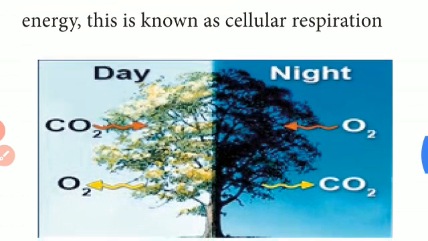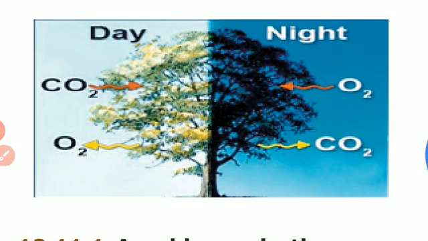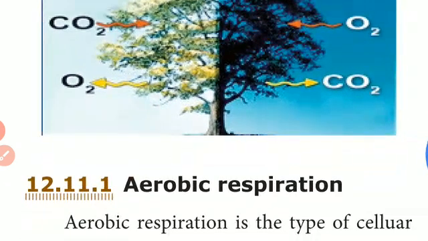So look at the picture. There are daytime and nighttime. During the daytime, the oxygen is released and carbon dioxide gets in. The arrow mark points to that. During the night time, it is the opposite. Oxygen gets inside and carbon dioxide is released. During the daytime, the plant does photosynthesis. During the night time, the plant does respiration.